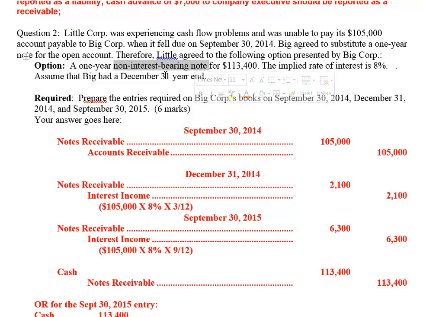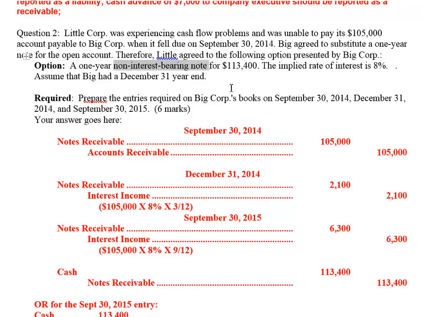You remember in the first example, we had an interest bearing note. Now we have a 1-year or short-term non-interest bearing note. And you'll remember for any note that's non-interest bearing, any interest that we might accrue is going to go into the note receivable. There is no interest receivable account.